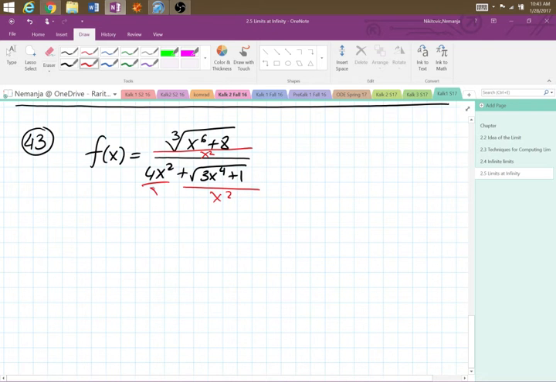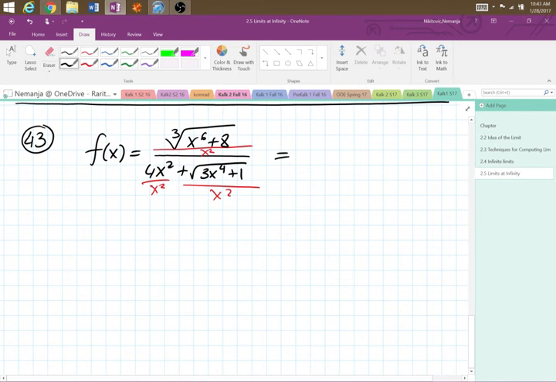Now this one is easy over here, right? So now what happens? Oh, I forgot the limit. Let me put the limit in front instead of f of x.